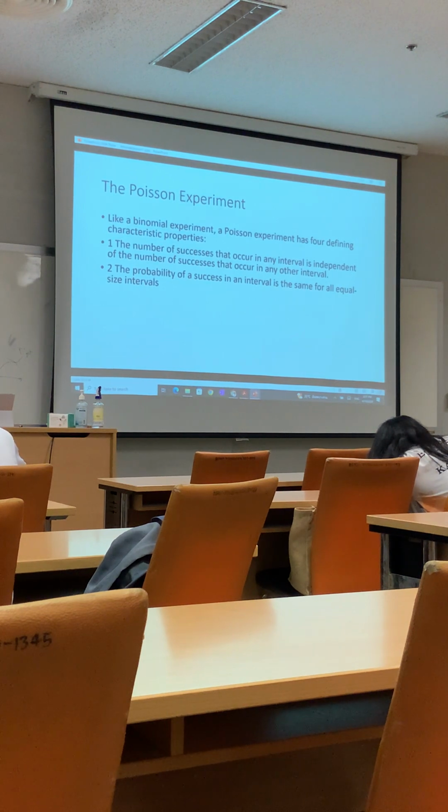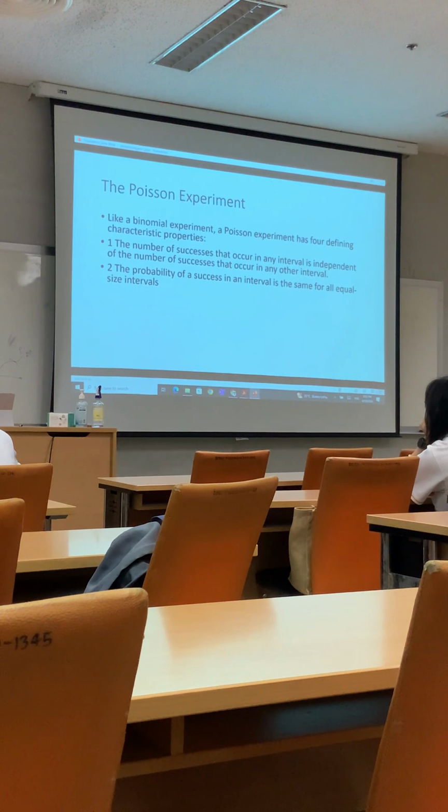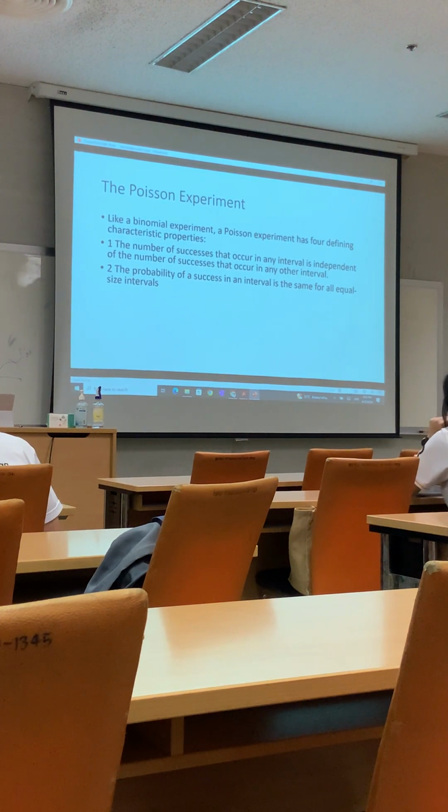Second, the probability of success in an interval is the same for all equal size intervals. So we're talking about p, and p has to be the same. Like the probability of having an accident will be the same within the month of April and the month of May. Let's say 1 month is 30 days, and then we assume that the probability remains fixed.